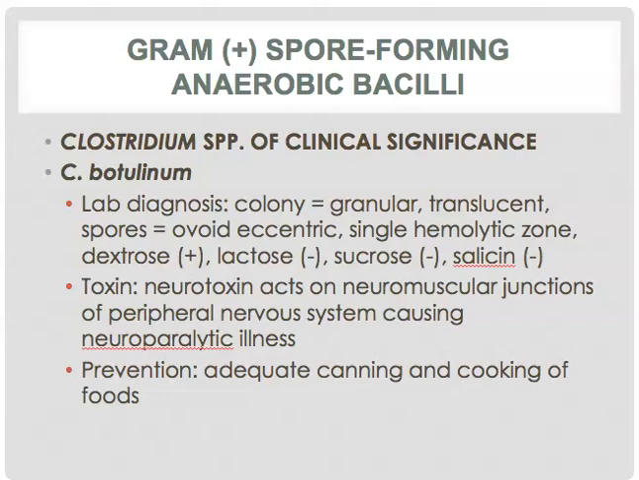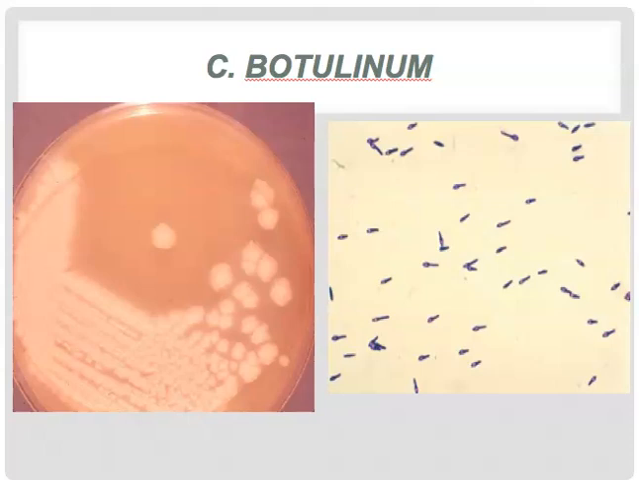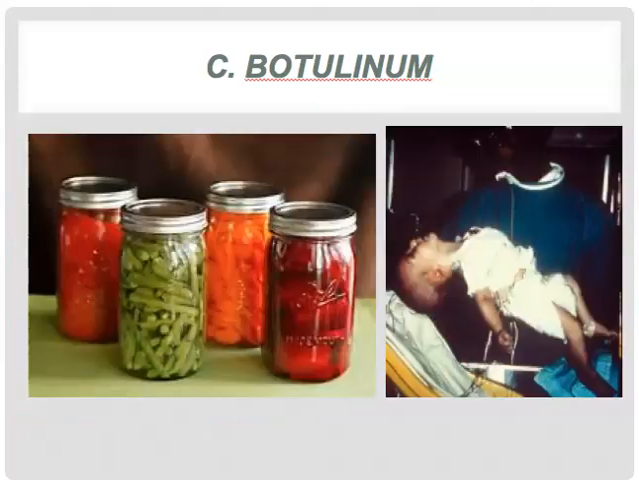So prevention of this one, just adequate canning. So if you do home canning, just make sure that that process is correct, and then cooking of foods properly. There's your colony morphology and your gram stain. There's an example of a baby with floppy baby syndrome, and just a reminder to be careful if you're doing home canning.